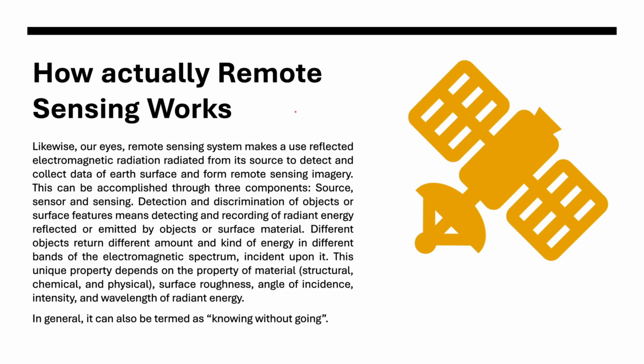How remote sensing works, I already told you. Like our eyes, a remote sensing system makes use of reflected electromagnetic radiation radiated from its source to detect and collect data of the earth surface and form remote sensing imagery. This can be accomplished through three components: source, sensor, and sensing. This is the source, where the light energy is generated, going towards the surface, and then it is reflected and goes towards the sensor.